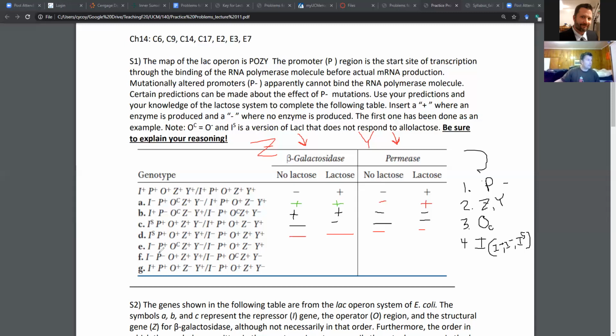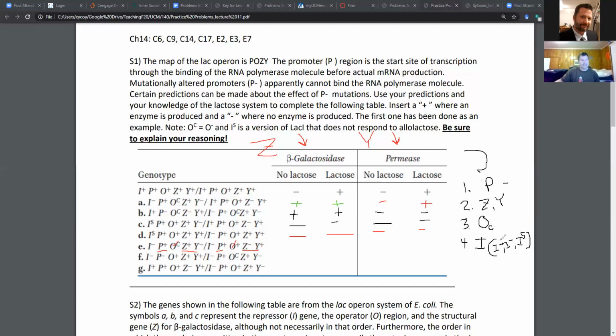Okay, let's go down the list. Promoters, normal, good. Z and Y, there's our heterozygous kind of thing. Z plus Y minus, Z minus Z plus Y plus. So still all possible. Operator is good, normal, wild type.